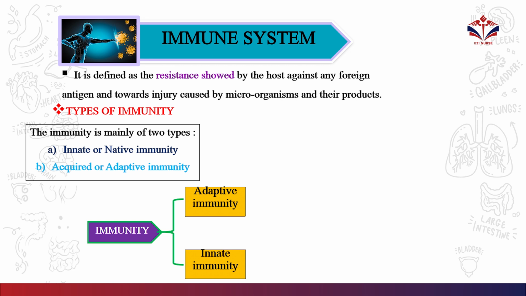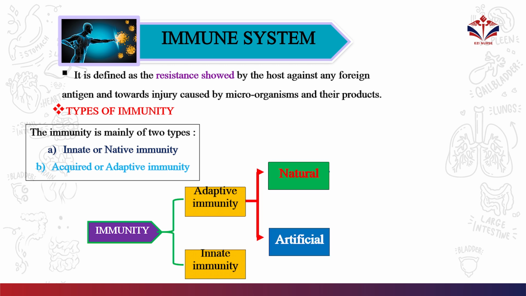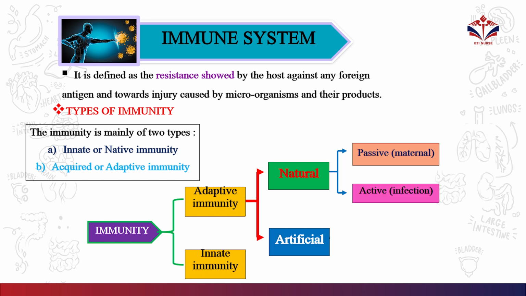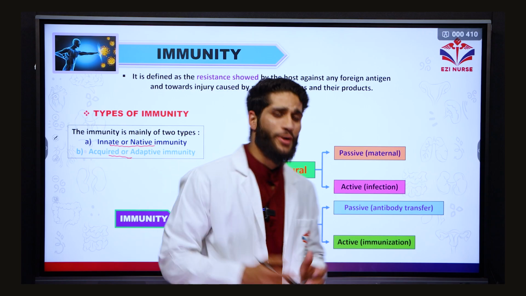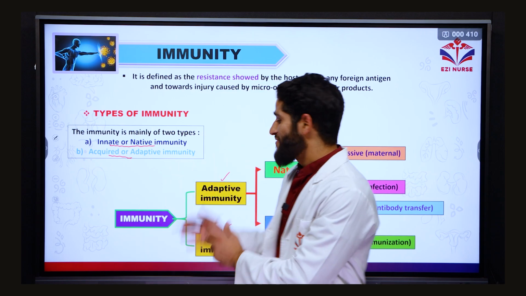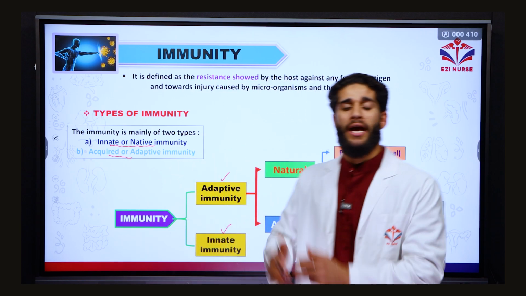Our adaptive immunity will be classified into the natural adaptive immunity and the artificial adaptive immunity, and these two will further be classified into active and passive immunity. The passive immunity, which is the maternal, and finally the active immunity of the natural one, and the artificial will also be divided into active and passive immunity. We are going to deal with innate as well as adaptive immunity in detail.